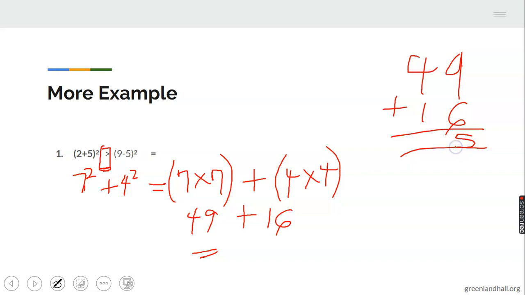You write your 5, you carry your 1. 4 plus 1, 5. 5 plus 1 is what? 6. So what do we have? We have 65 as our final answer to this question. Is that understood? Did you get it?